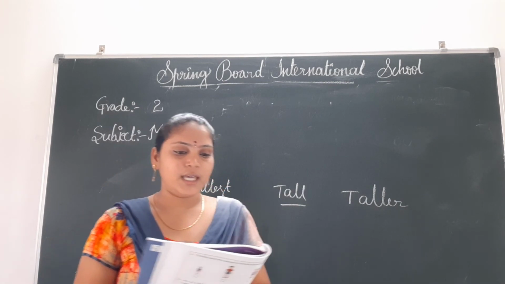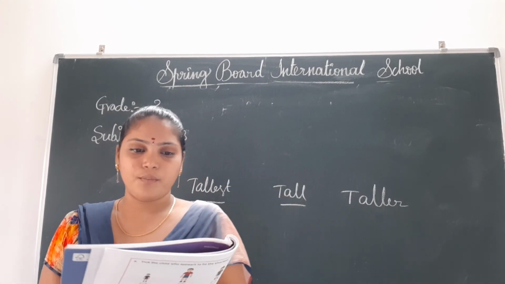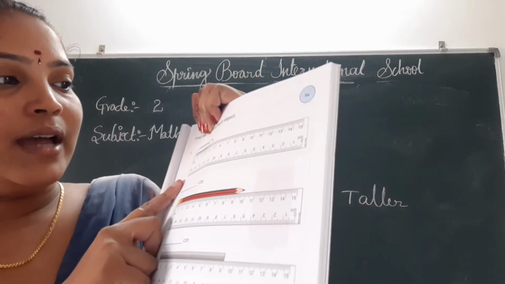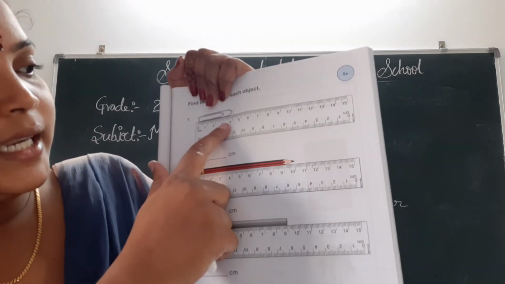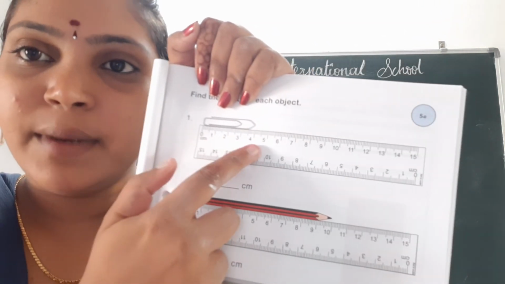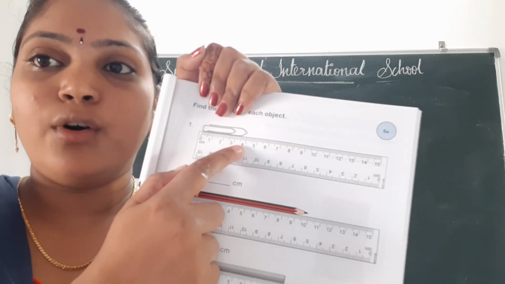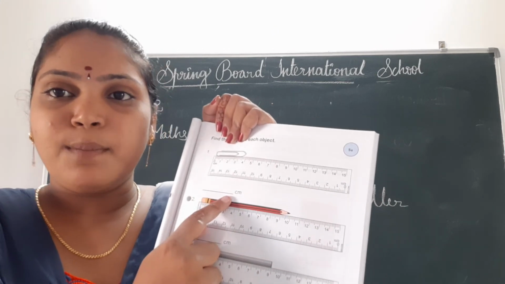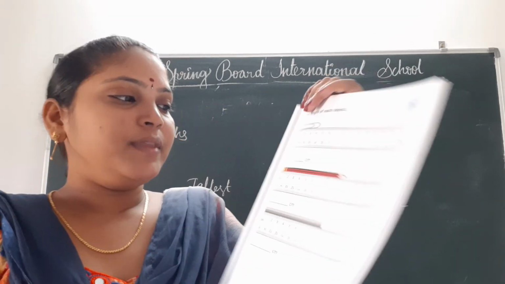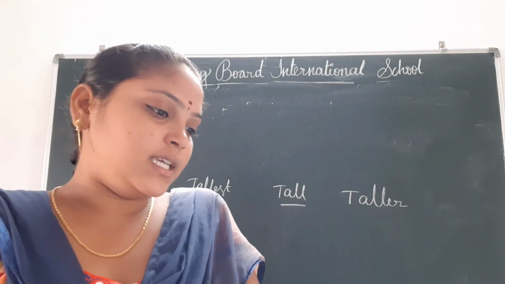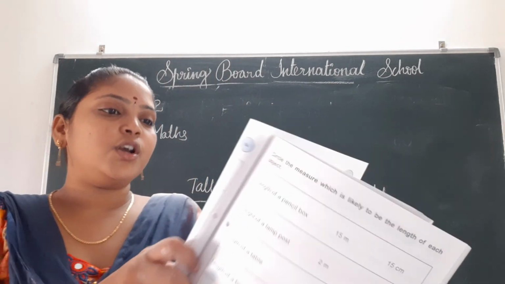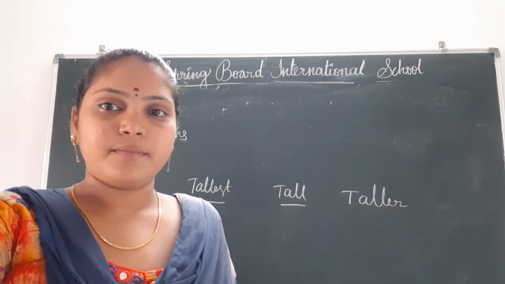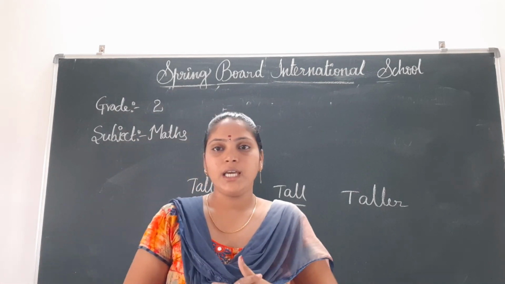Next, 5A. Find the length of each object. First, a pin is given. You have to observe, children, the length of this pin. It is marked first at 0 centimeters and continues to 4. That means the length of this pin is 4 centimeters. So in this blank you have to write number 4. And the second one, a pencil is also given. Next, you have to observe and mark the length of the given objects. Okay, children, you have to do the given homework.